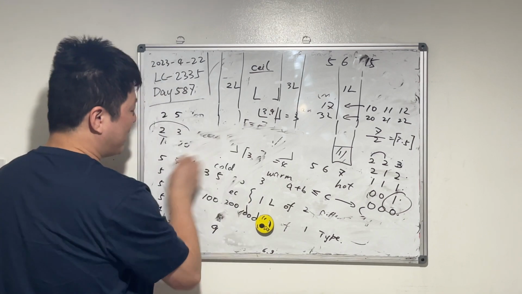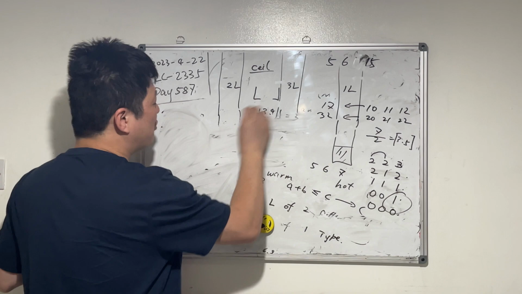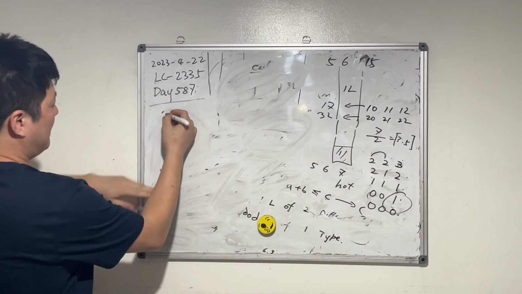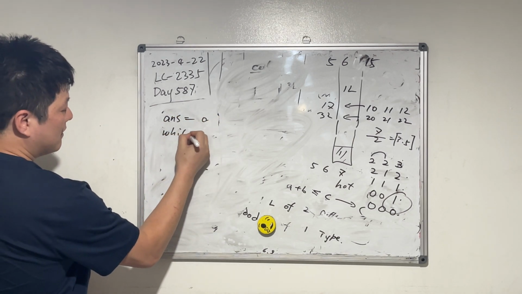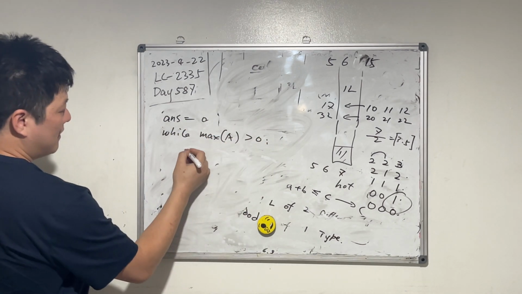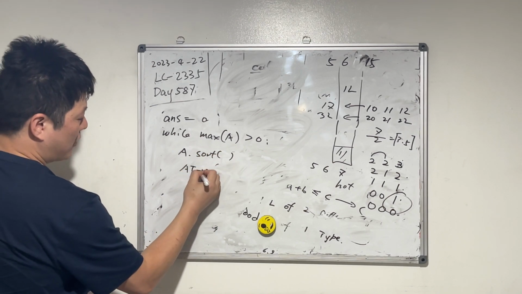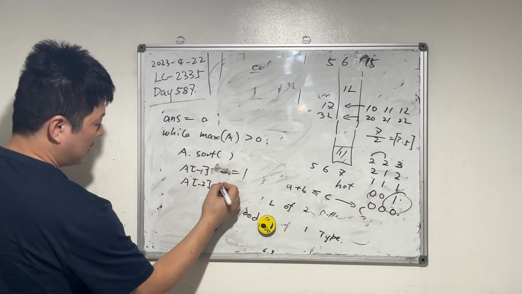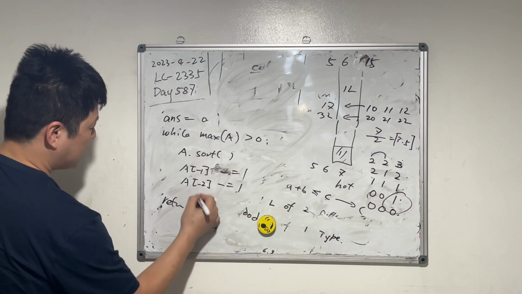Okay, now I'm going to write the code. I will write the 3 codes, and then you tell me which one is better, and what those are. Okay. Answer equals 0. While max A is bigger than 0, A dot sort, A minus 1 minus equal 1, A minus 2 minus equal 1, answer plus equal 1, return answer.